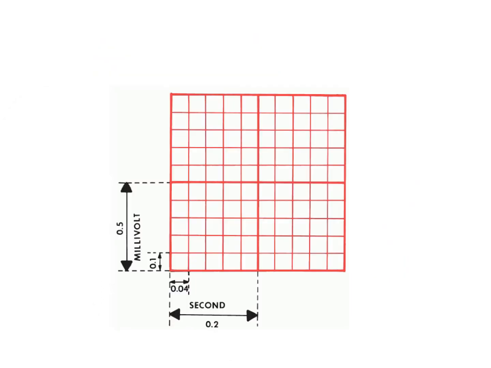ECG has large and small boxes. The horizontal axis of a large box is 0.2 second. The vertical part is 0.5 millivolts. For a small box, the horizontal plane is 0.04 second and the vertical is 0.1 millivolt.